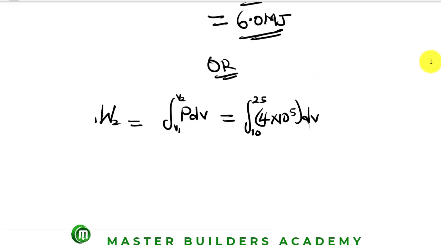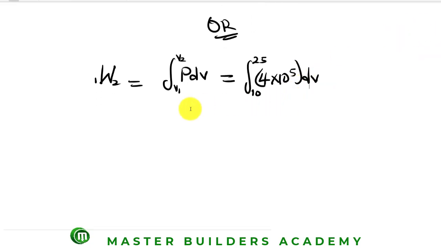So when we integrate 4 multiplied by 10 raised to the power of 5, being that this is a constant, this would give us 4 multiplied by 10 raised to the power of 5 V. Remember, anytime you integrate a constant, you simply multiply the constant by the variable you integrate with respect to, right? So this becomes 25 and then 10. Remember that this 25 and this 10 serve as the upper limit and lower limit.